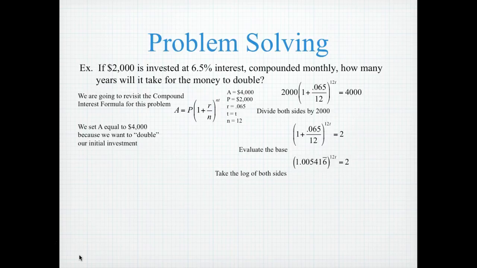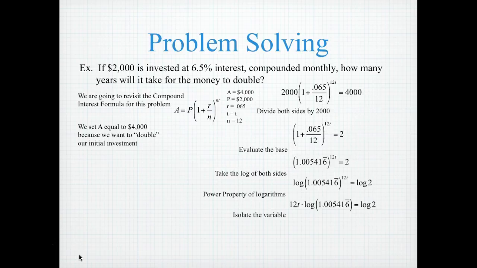Now we're going to take the log of both sides, since we have an exponential equation that we need to solve. We take the log of both sides, which gives us the log of the base to the 12t power, and on the right side we get the log of 2. Using the power property of logarithms, we're going to pull 12t out in front, giving us 12t times the log of 1.005416 repeating is equal to the log of 2.